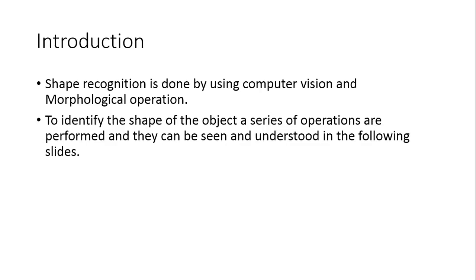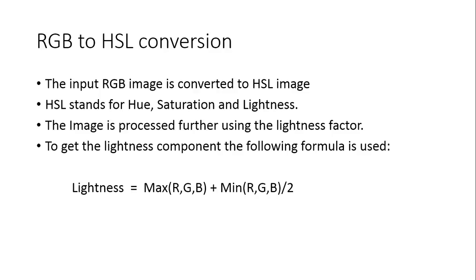Initially, shape recognition can be done in two different ways, using computer vision operations and morphological operations. In computer vision operations, you have a series of procedures that need to be followed. The first step in this process is going to be converting the RGB image into an HSL image for the L channel, that is the lightness channel.